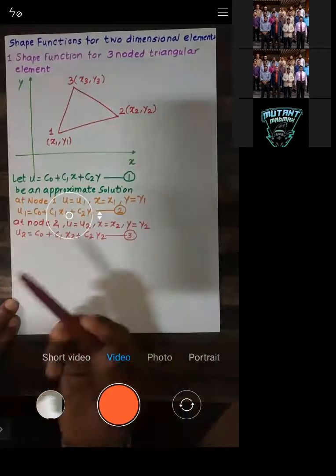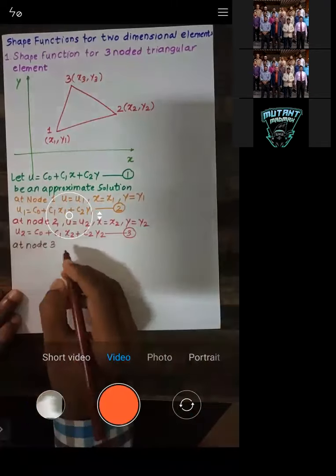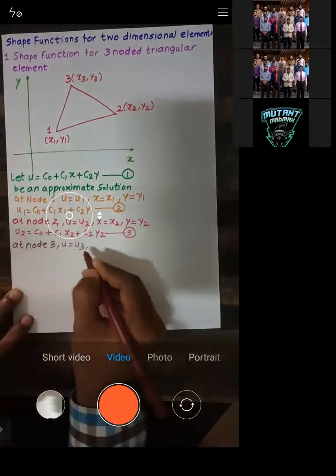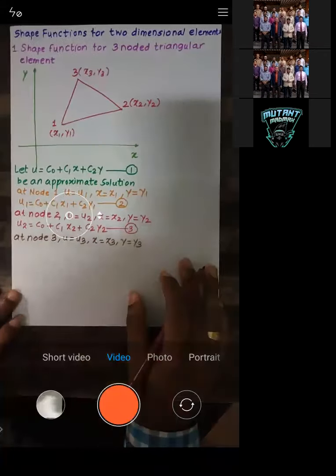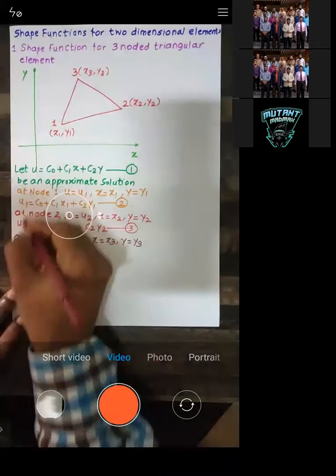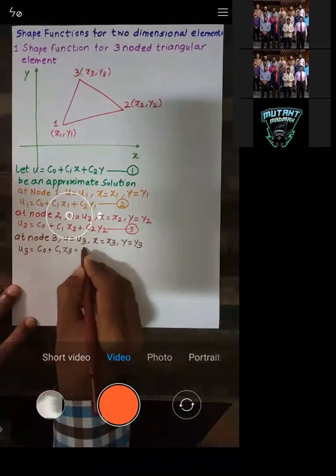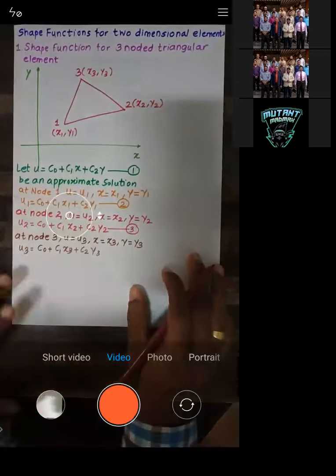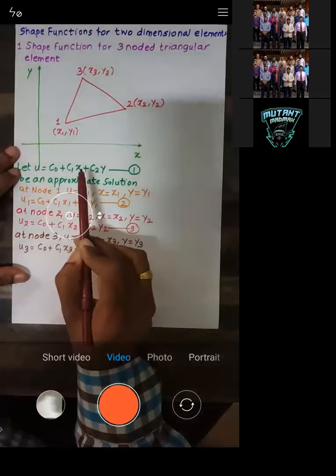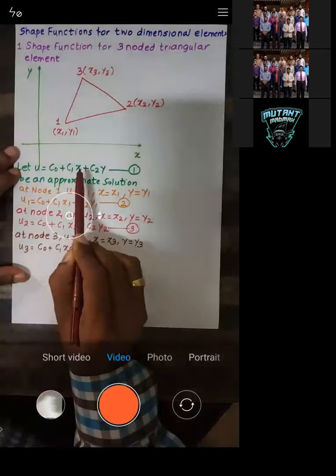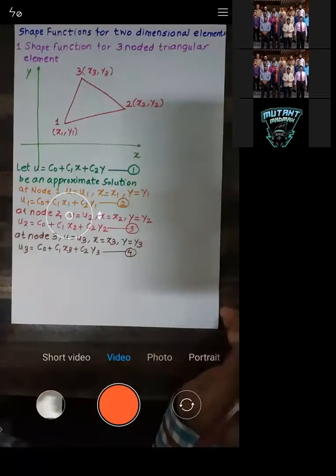Let us write for node number 3. At node 3, obviously the displacement is u3, x is x3 and y is y3. So we get u equal to u3 equal to C0 plus C1 into x, which is x3, plus C2 into y, which is y3. You can check it: at node 1, u1 x1 y1; at node 2, u2 x2 y2; at node 3, u3 x3 y3. So for 3 nodes, I'm getting 3 equations.